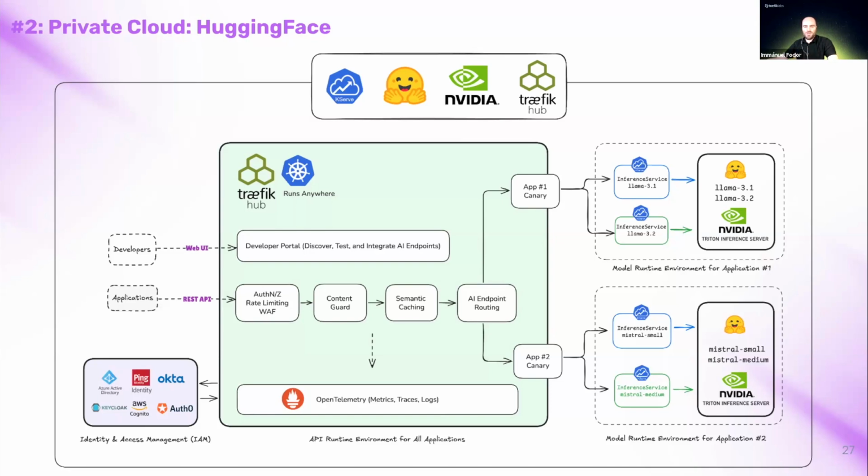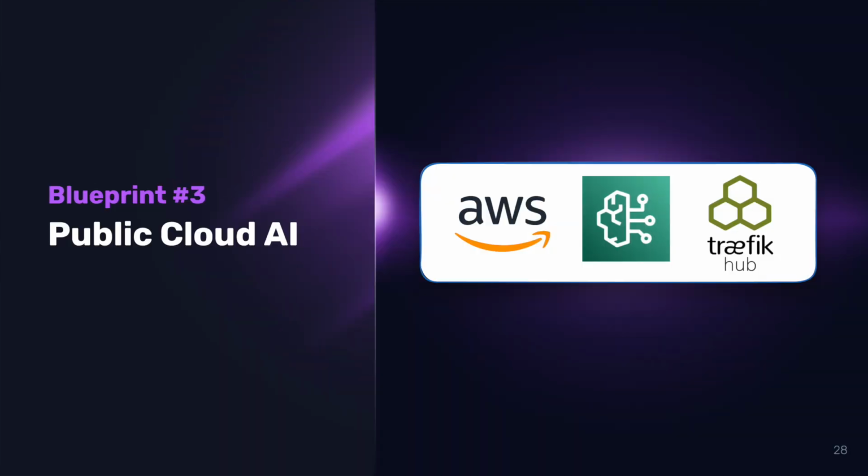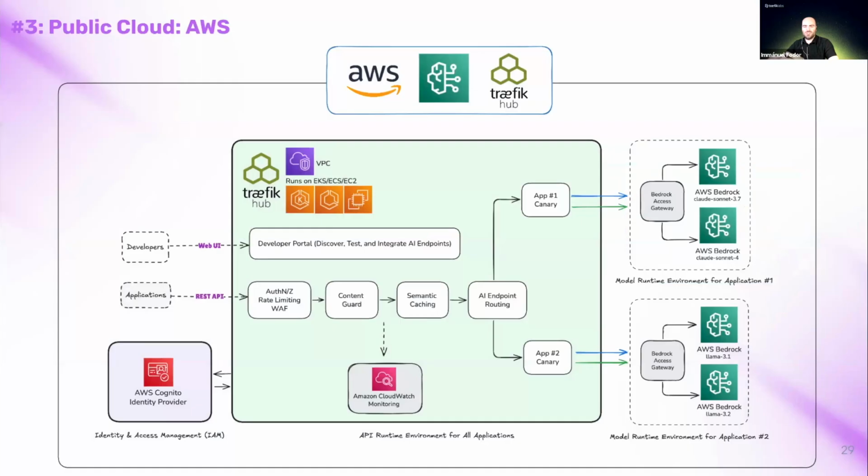So now we have seen private cloud use cases. Let's see some public cloud ones. First, let's use AWS infrastructure and use AWS Bedrock, which is the managed AI inferencing service. Here you can see what has changed is Traefik Hub running inside the AWS VPC. It can run on EKS, the Kubernetes service or container service, and so on. It connects to Amazon CloudWatch for monitoring, for collecting the OpenTelemetry metrics, and it uses AWS Cognito as the identity provider.